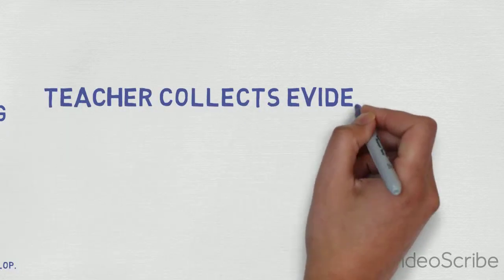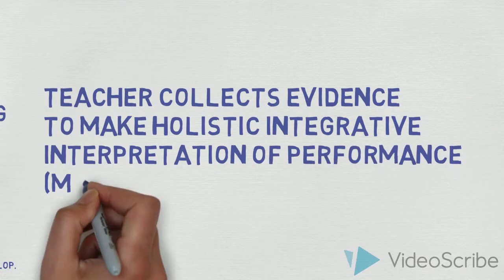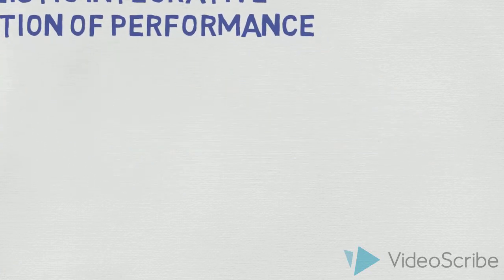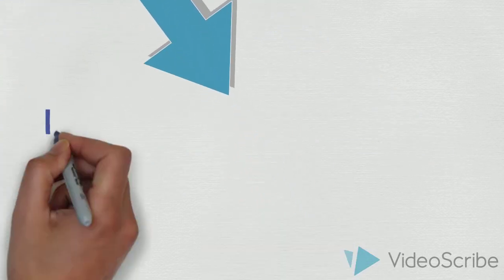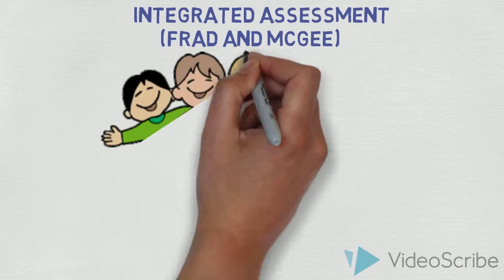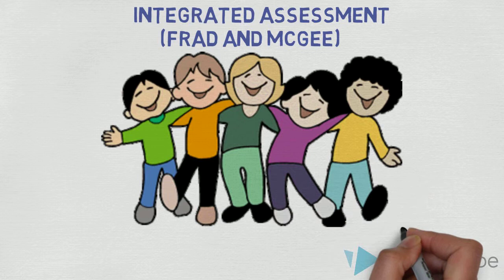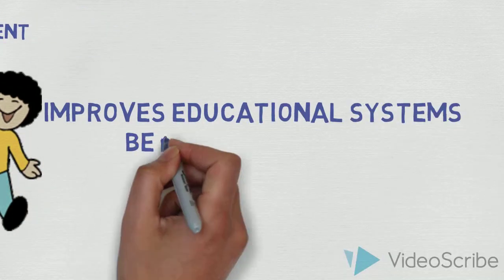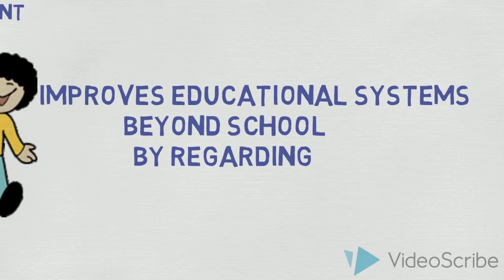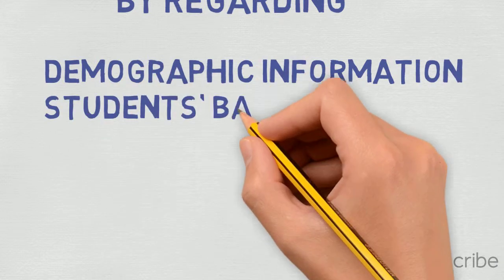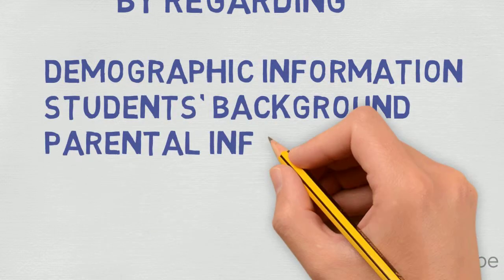Finally, Fulcher and Davidson claim that unlike testers, teachers are not simple evidence collectors. Teachers collect evidence to make holistic, integrative interpretation of collected performance, to get to integrated assessment. Integrated assessment could improve the educational system if we regard some aspects beyond the school. These aspects could imply demographical information, students' background, parental information, educational resources of the learner, and integration of evidence.